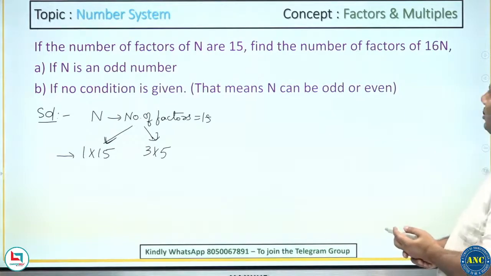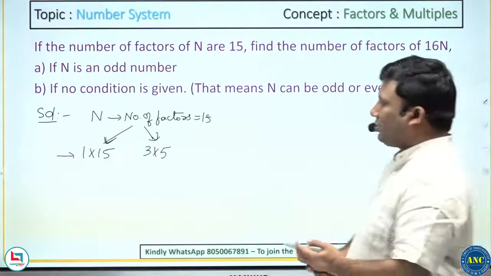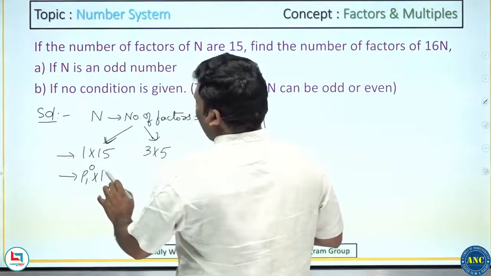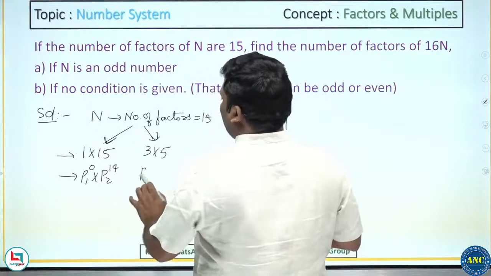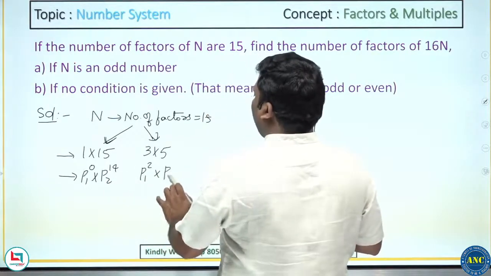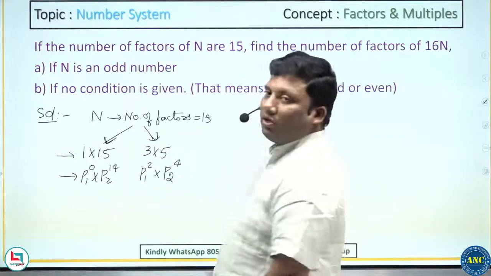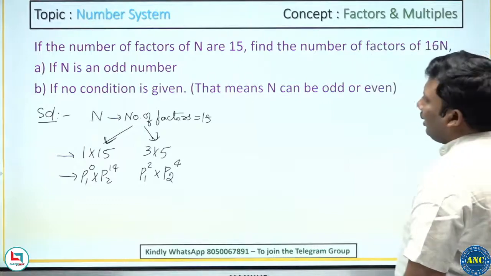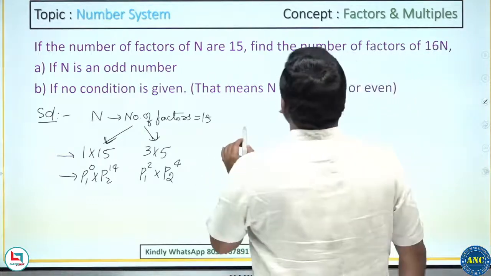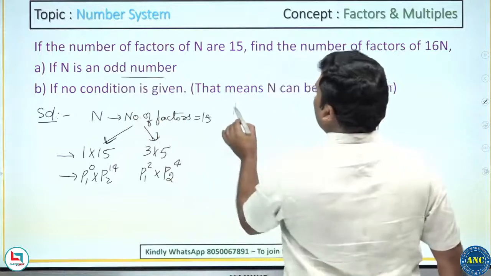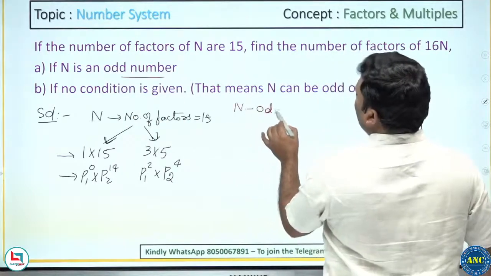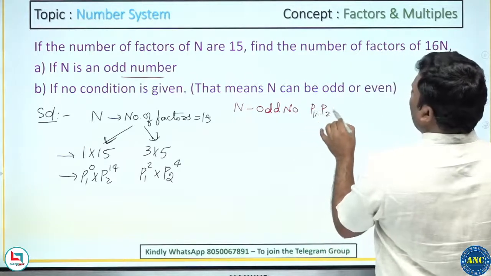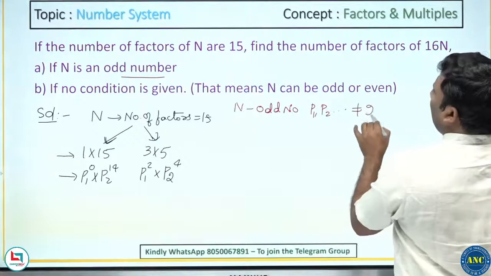Find the number of factors for 16n. If it is 15, it will be p1 power 0 into p2 power 14, or p1 power 2 into p2 power 4. Now see here, what is the question that he is asking? N is an odd number. If n is an odd number, prime base cannot be equivalent to 2.